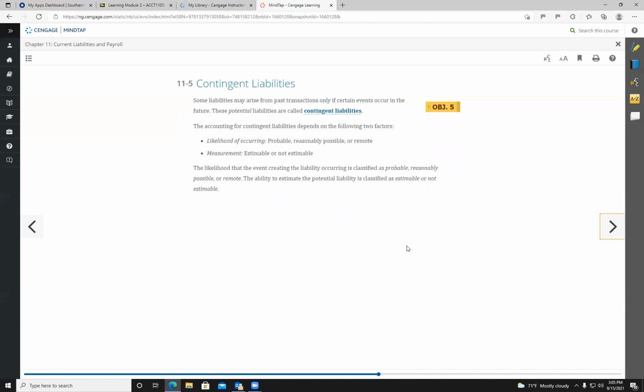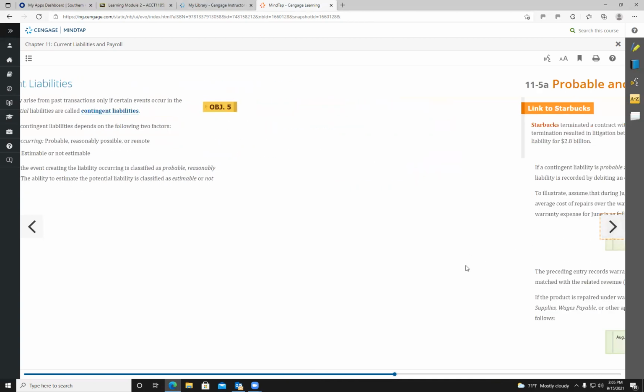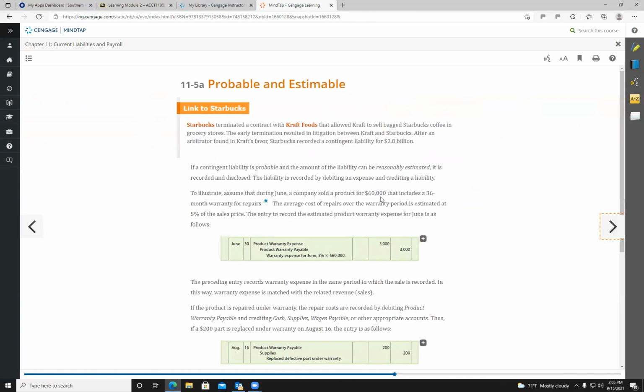All right. So the likelihood that the event creating the liability occurs is classified as probable, reasonably possible, or remote, and the ability to estimate the potential liability is classified as estimable, able to be estimated, or not estimable. I don't even try to say those words because I can't. It's just not going to happen. So probable and estimable. Okay, I tried it.